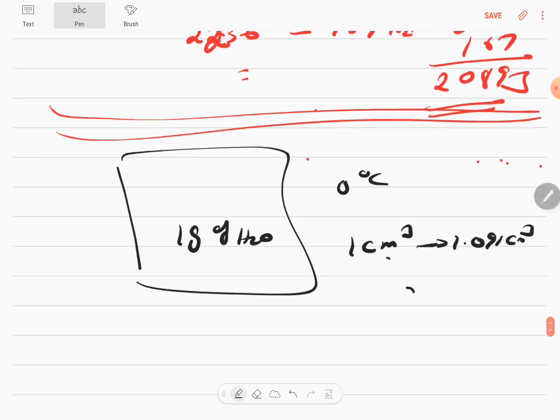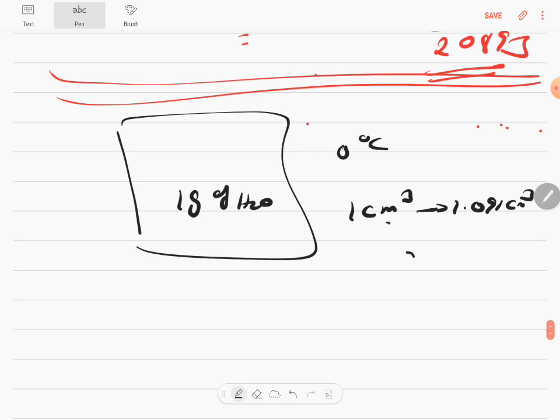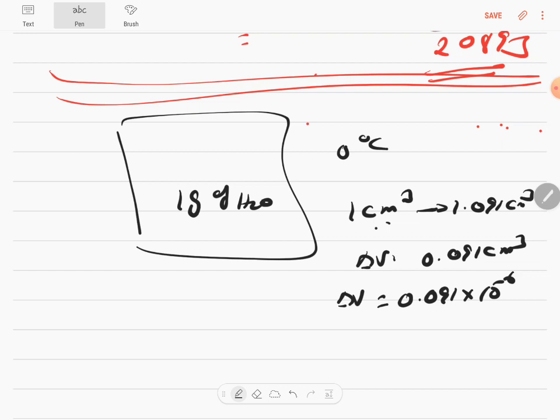Can you see? So 1 centimeter cube to 1.091. So we can find the change in volume readily. They've given 1 gram, but we know the change in volume. There's no need to break our head here. So the change in volume itself is 1.091 minus 1, so it will be 0.091 centimeter cube. You want to convert to meter cube: 0.091 into 10 to the power minus 2 whole cube, so 10 to the power minus 6. That will be your delta V. So you found delta V, you have to multiply with P.